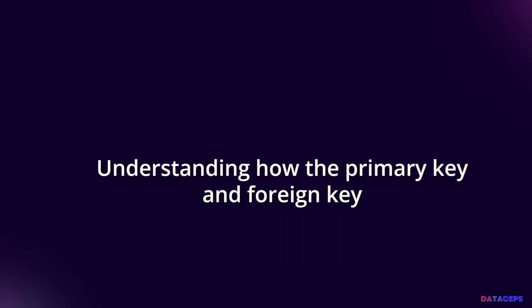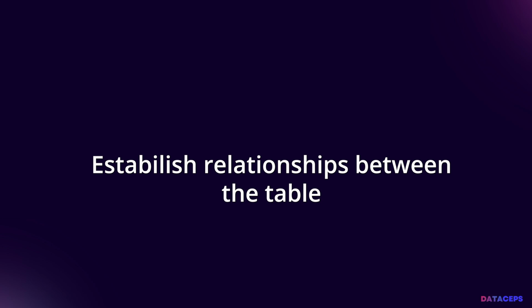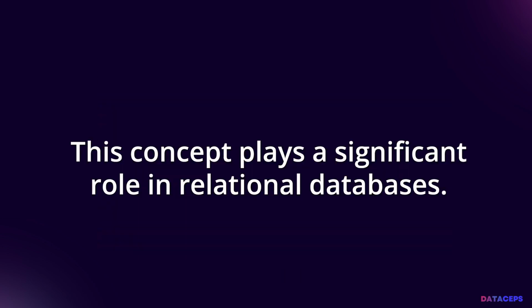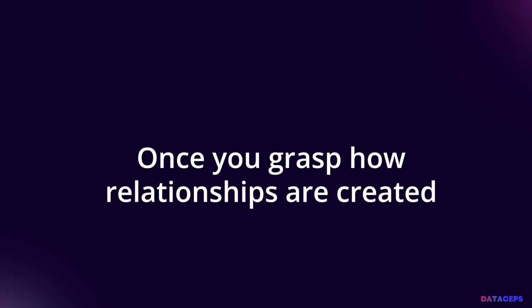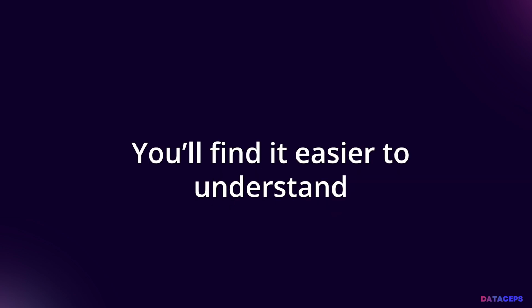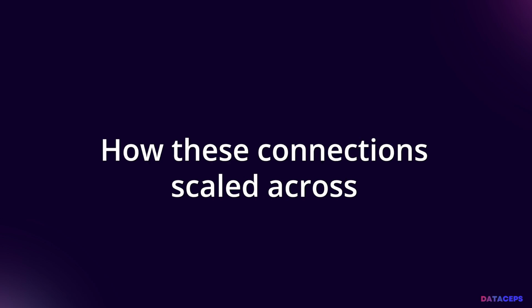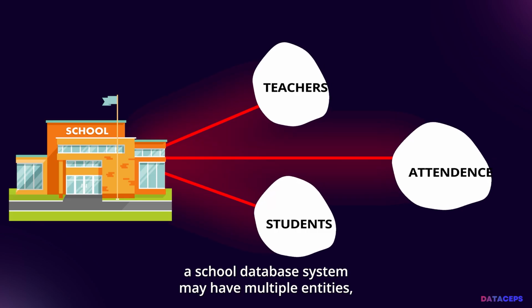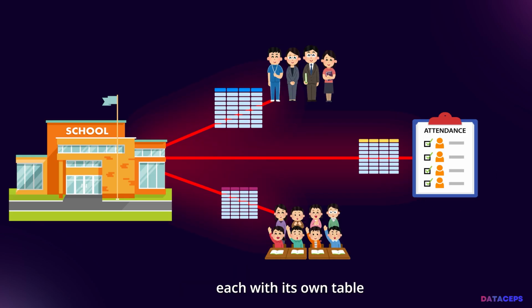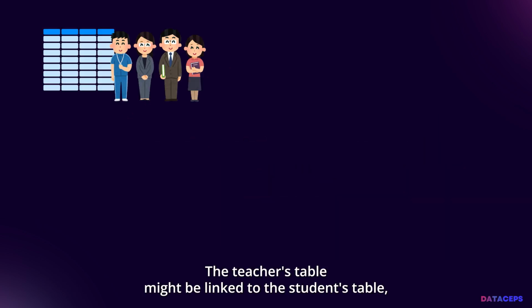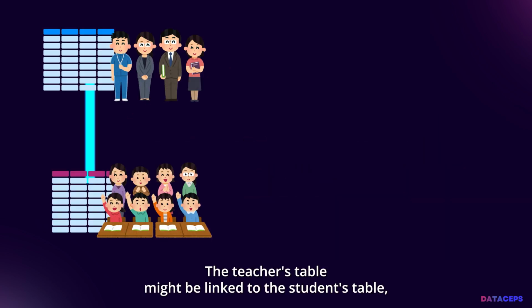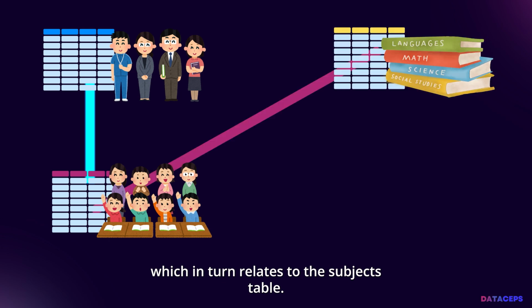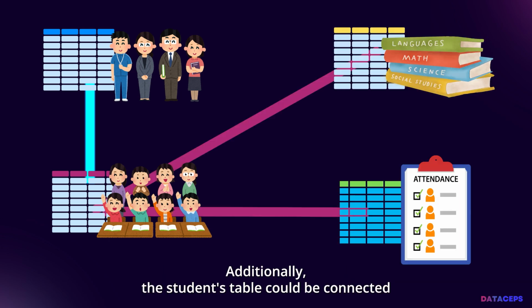Understanding how the primary key and foreign key establish relationships between tables is essential. This concept plays a significant role in relational databases. Once you grasp how relationships are created for a couple of tables, you'll find it easier to understand how these connections can be scaled across multiple tables within a larger system. For instance, a school database system may have multiple entities, each with its own table, and each table connected to others. The teachers table might be linked to the students table, which in turn relates to the subjects table. Additionally, the students table could be connected to an attendance table.